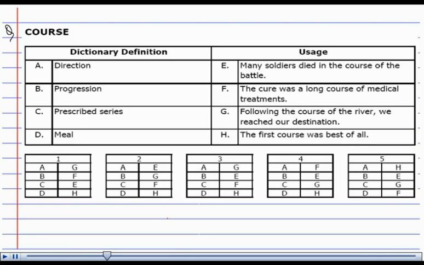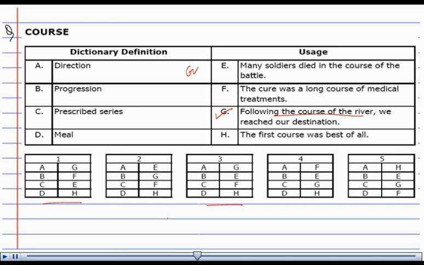Now, here we are looking at the course of direction. So, the correct option would be G. Following the course of the river, we reached our destination. Here, the person is trying to follow the direction by the course of the river. So, the correct option for A is G. Now, in option number 3, A along with G is matched.